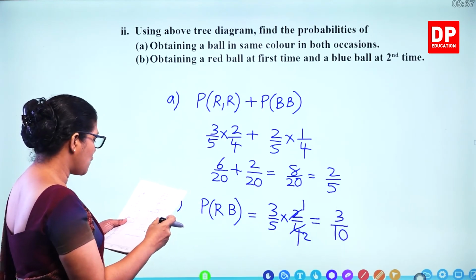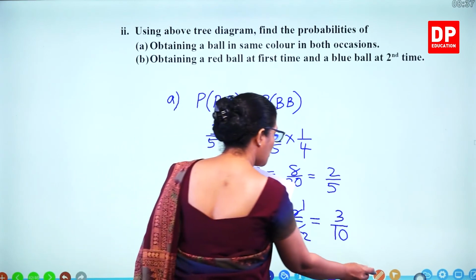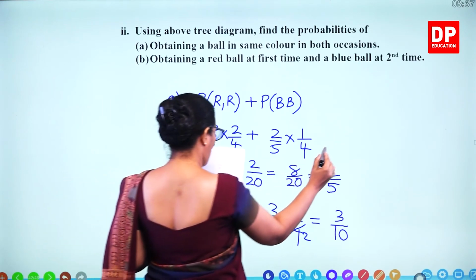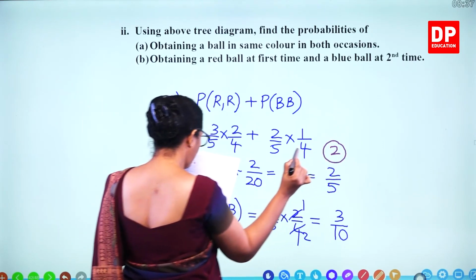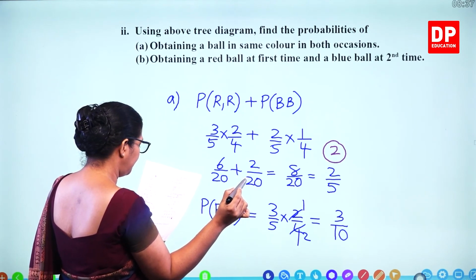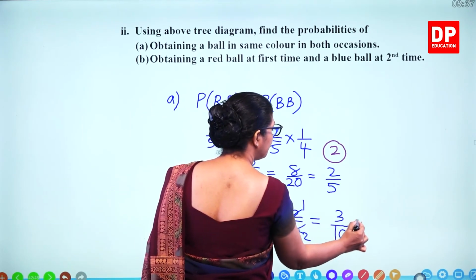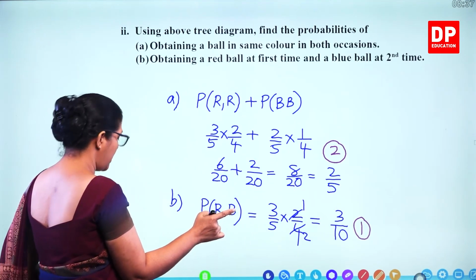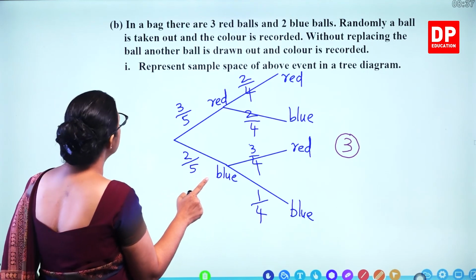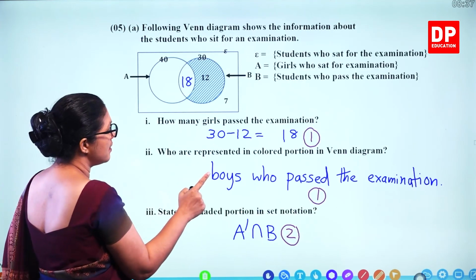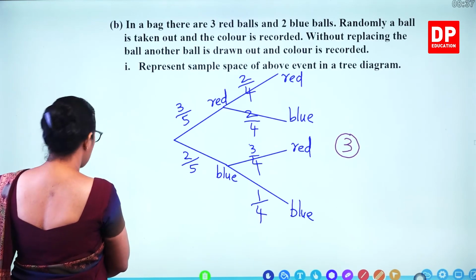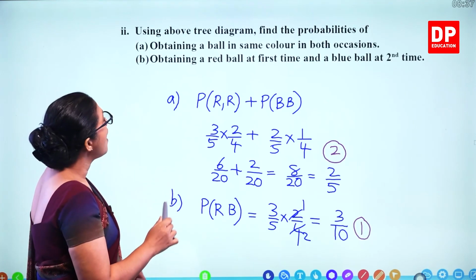So how many marks for these 2 steps? So you get 2/5, 2 marks, and 3 over 10, 1 mark. So 2, 3, 4, 5, 6 and 7, 8, 9, 10. So 10 marks for the last question.